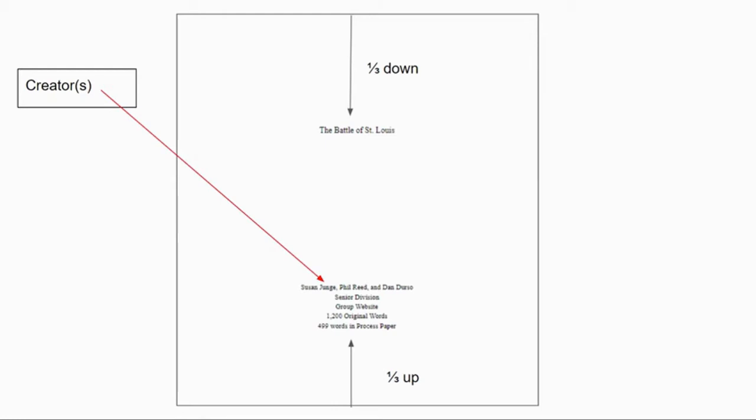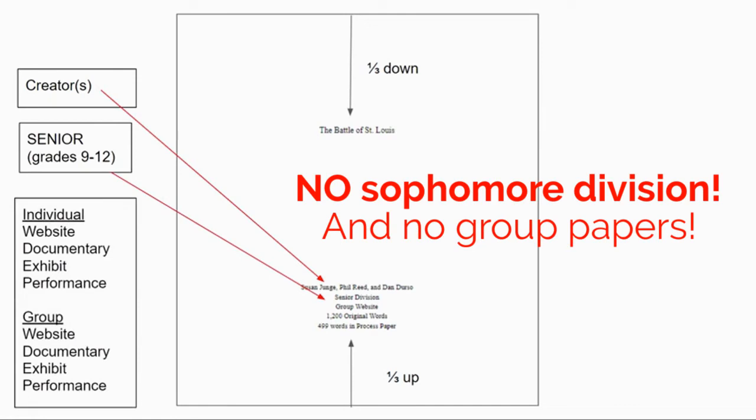And then about 1/3 of the way down, so if you're looking at this from the title, you space down or tab down, and there you put the creators. So these are the names of the people who worked on this project. Now, if you are by yourself, there's only one name there. If there is more than two of you, you have the first person with a comma, the second person with a comma, and the word and then the last person, just like you see here. After that, you put senior division, because we are in grades 9 through 12. And then you put the type of project, whether it's individual or group, and then the type of project.